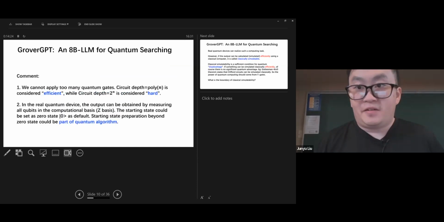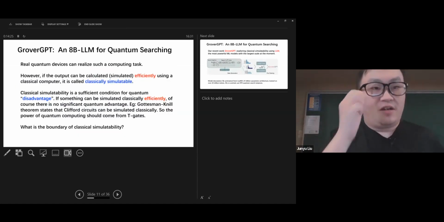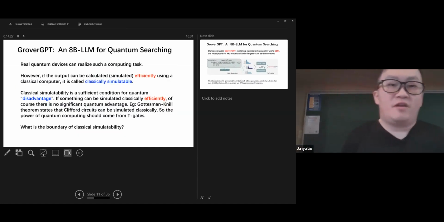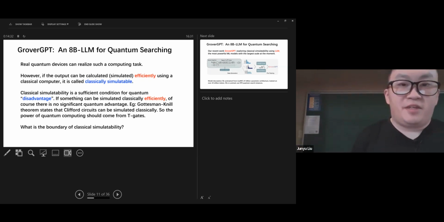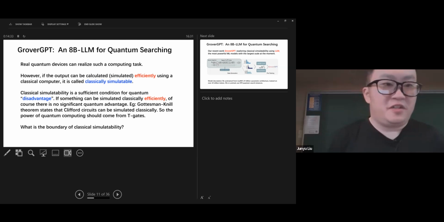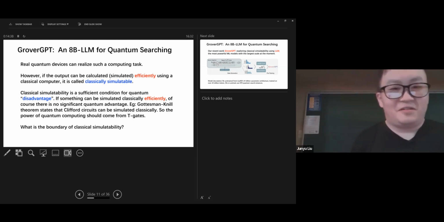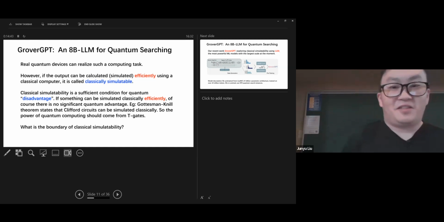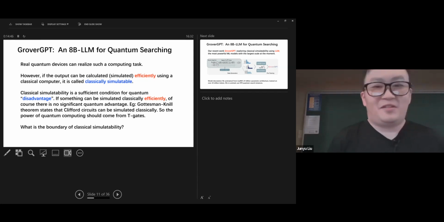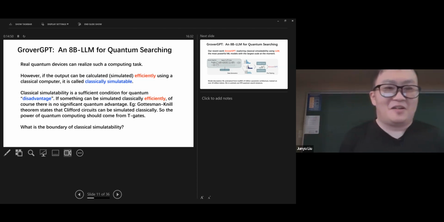Okay, so we know that real quantum devices can realize such a task. However, if the output can be calculated efficiently using a classical computer, so either you can calculate the distribution directly or you can generate samples, that is called classically simulatable. That is, in some sense, a sufficient condition to disadvantage quantum computing.